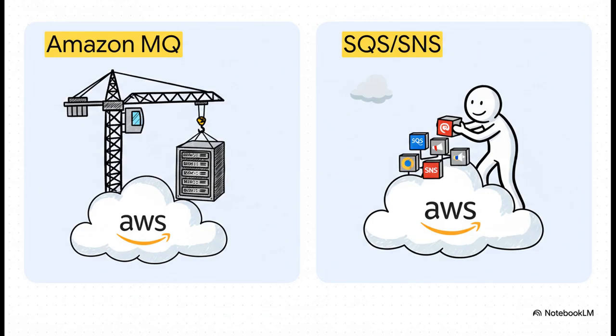SQS and SNS, that's for new, cloud-native apps you're building from scratch. Amazon MQ is basically a managed message broker, like ActiveMQ or RabbitMQ, that you use specifically to migrate existing apps with minimal changes. If you see JMS or AMQP on the exam, your brain should immediately go to MQ.